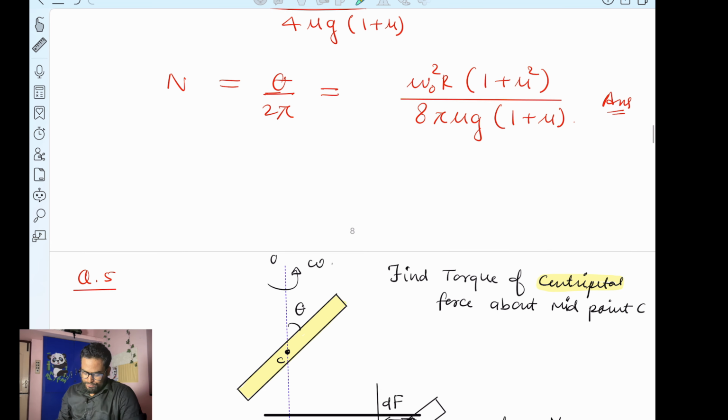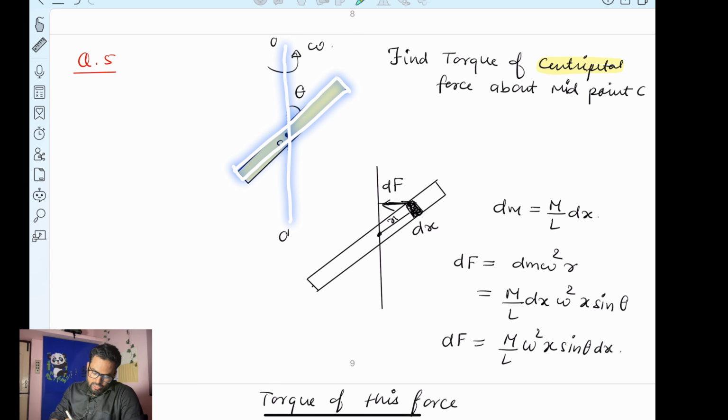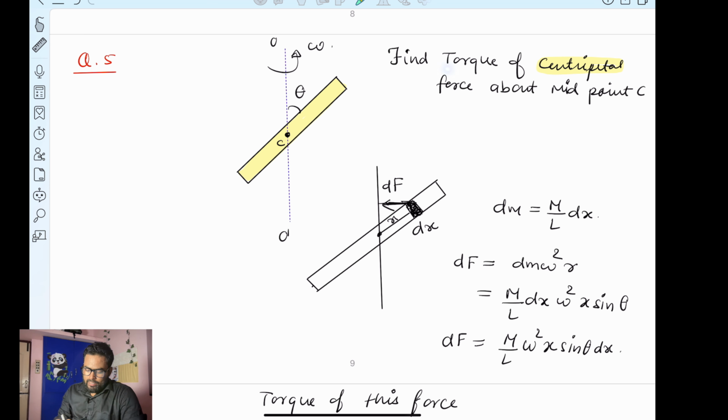Let's see the next one. OO dash is the axis. This is the rod which is rotating about this axis with angular velocity omega, tilted at angle theta. We need to find the torque of the centripetal force about the midpoint C. So C is the midpoint.